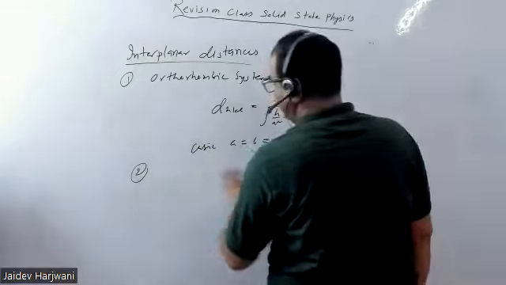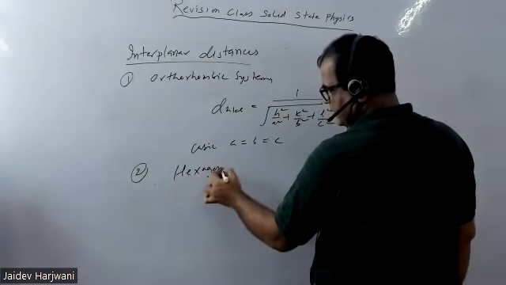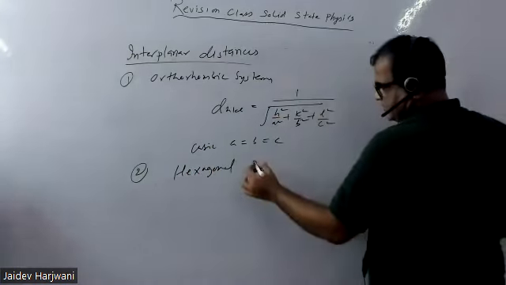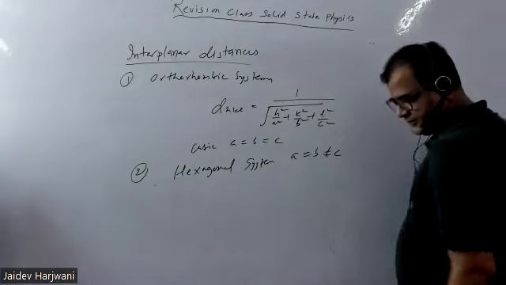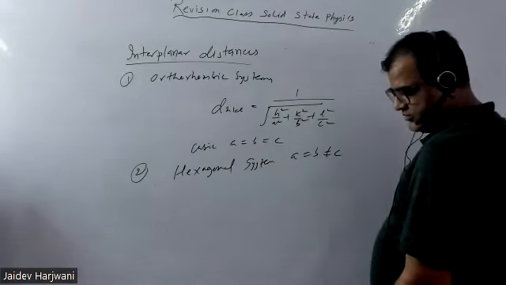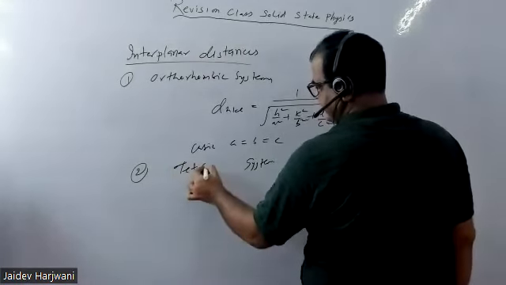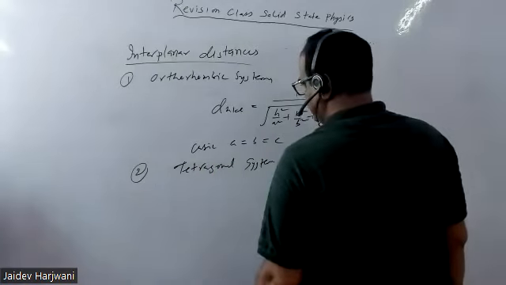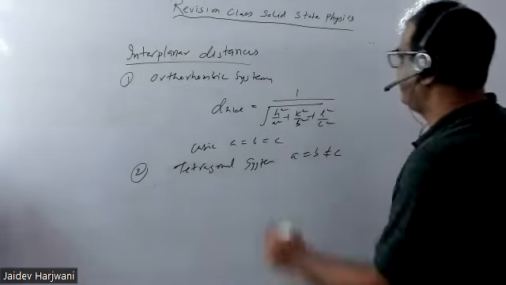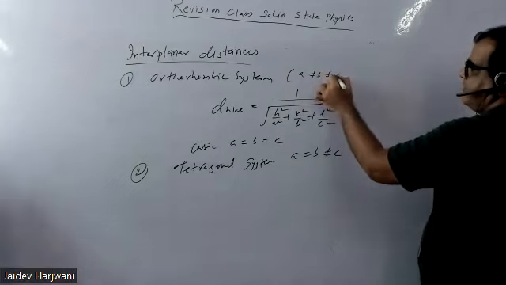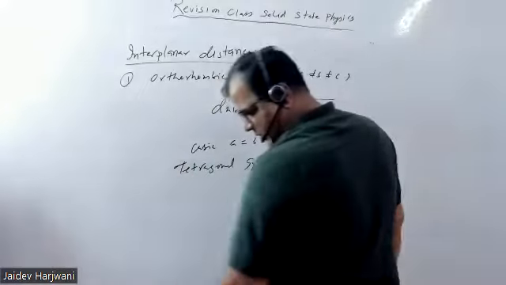Then you have the hexagonal system, where a equal to b not equal to c. No, this is for the tetragonal system. Orthorhombic means a not equal to b not equal to c. From here you can write for cubic also, and for tetragonal also.